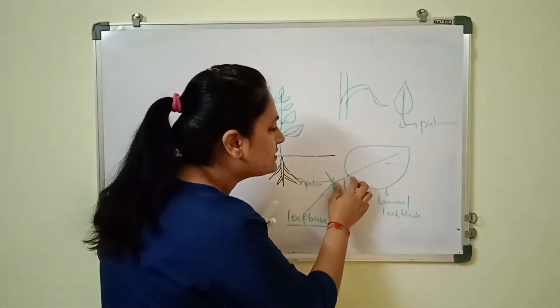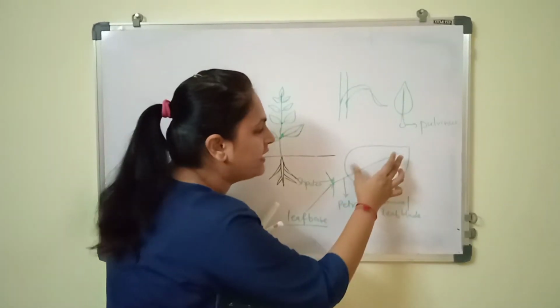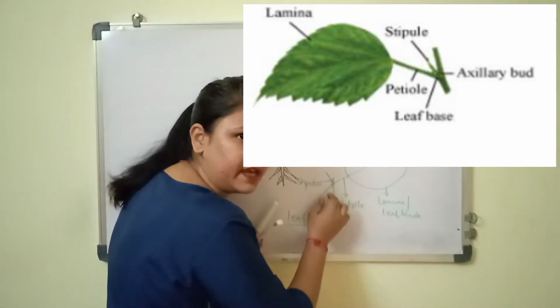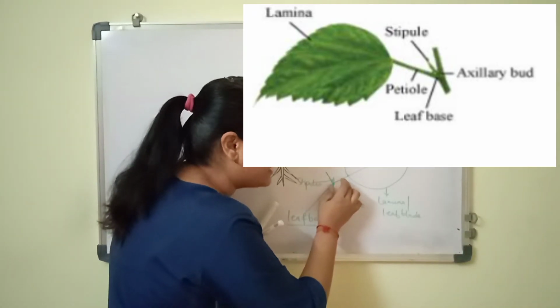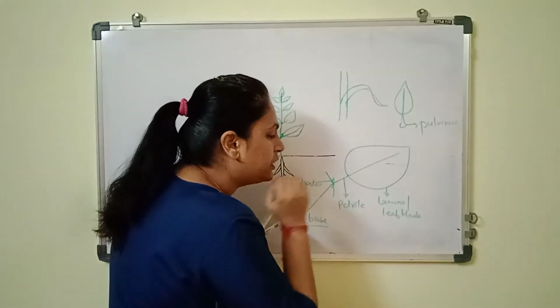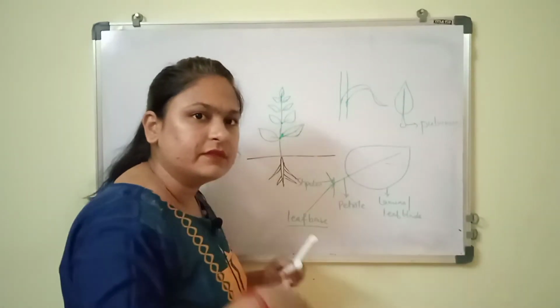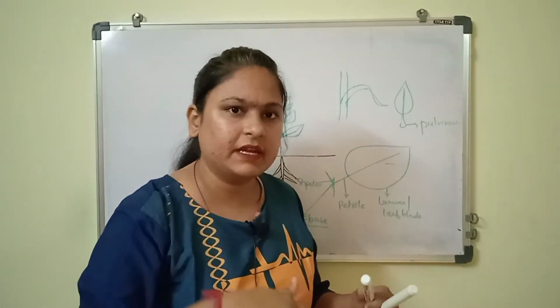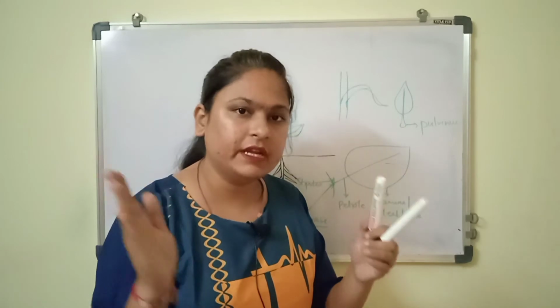This petiole is the stalk of the leaf. It connects the leaf blade, the leaf base, to the stem. So it attaches with the stem. And this petiole keeps the leaf light, so the leaves can move up and down with the air, with the wind currents.